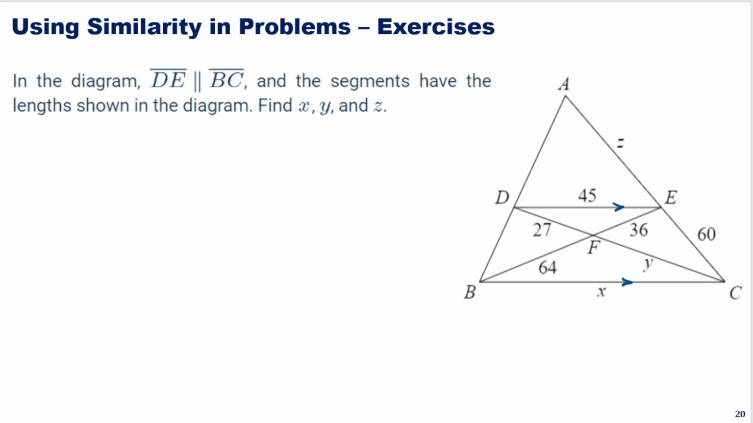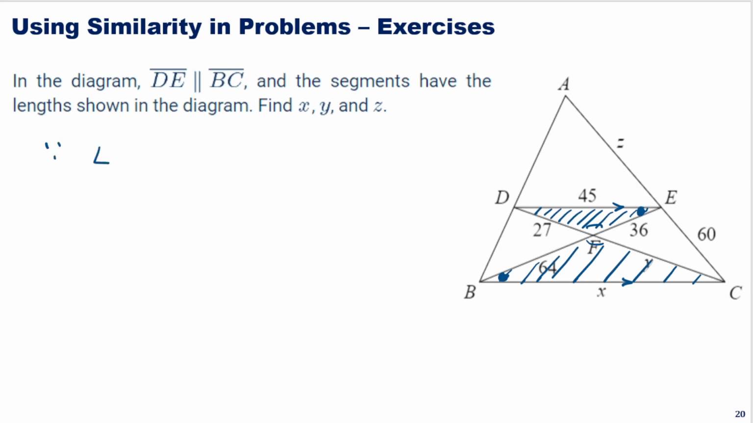Okay, because you have a pair of parallel lines, DE and BC, right? So immediately we should know this triangle is similar with this triangle, right? Because we have this angle equals this angle, and we have another pair of vertical angles. AA similarity gives us these two triangles are similar, right?